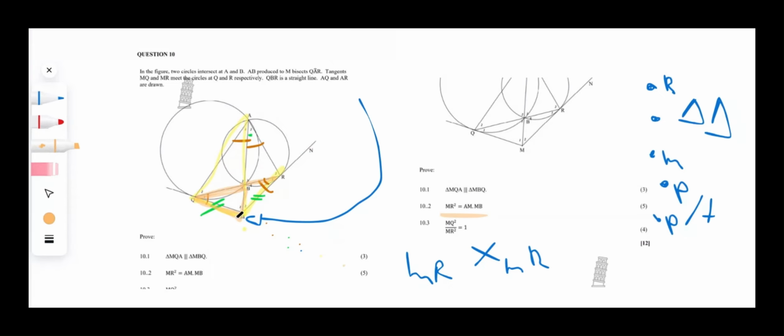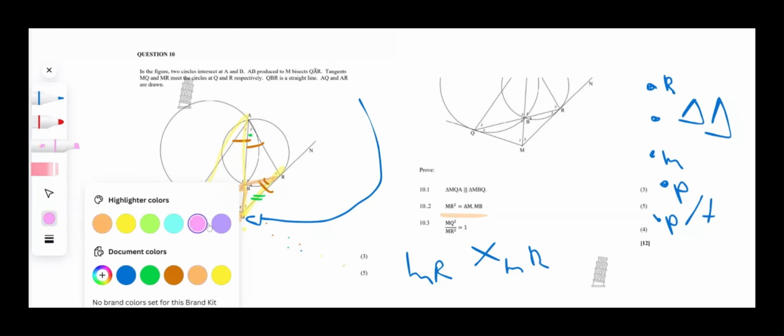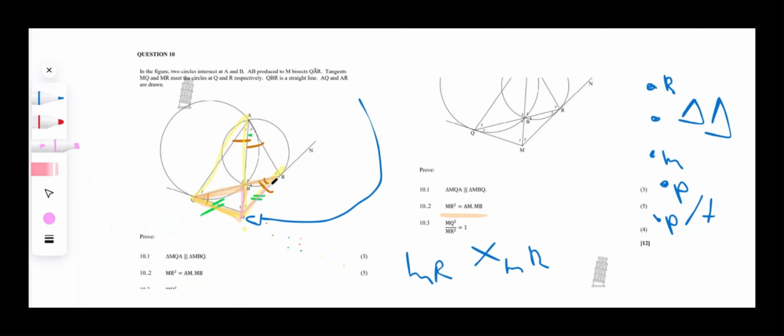So this triangle MBR has MR in it. And what other triangle has MR? This is AMR. AMR is a triangle that also includes line MR, and so we want to highlight that. Okay, so we've identified two triangles that both have line MR.